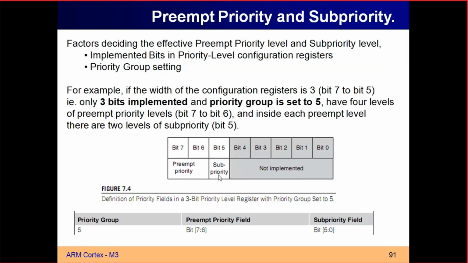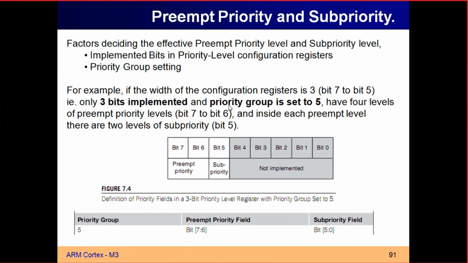Let us take this example. For this example, the width of the register is 3 bits. That 3 bits is implemented, and here 2 bits are used for representing preempt priority, and 1 bit is used for representing sub priority. 2 bits are used for preempt priority, 1 bit is used for sub priority. Right. Why are you getting it like this?